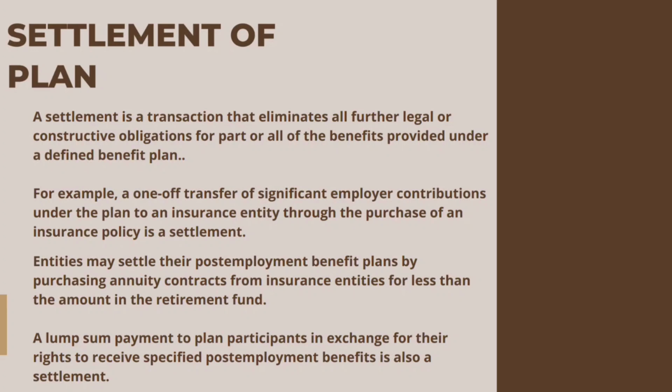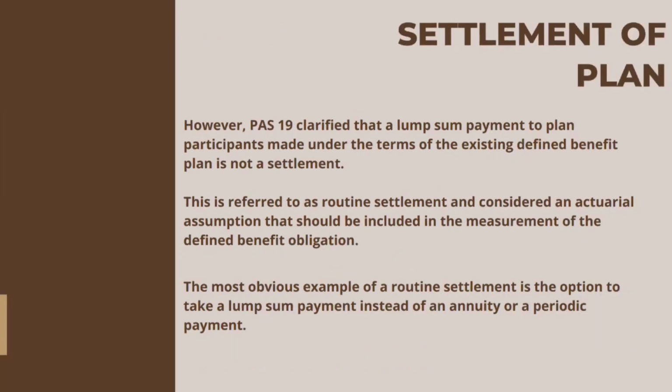So entities may settle their post-employment benefit plan by purchasing annuity contracts from insurance entities for less than the amount of the retirement fund. A lump sum payment to plan participants in exchange for their rights to receive specified post-employment benefit is also a settlement. However, PAS 19 clarified that a lump sum payment to a plan participant made under the terms of the existing defined benefit plan is not a settlement.